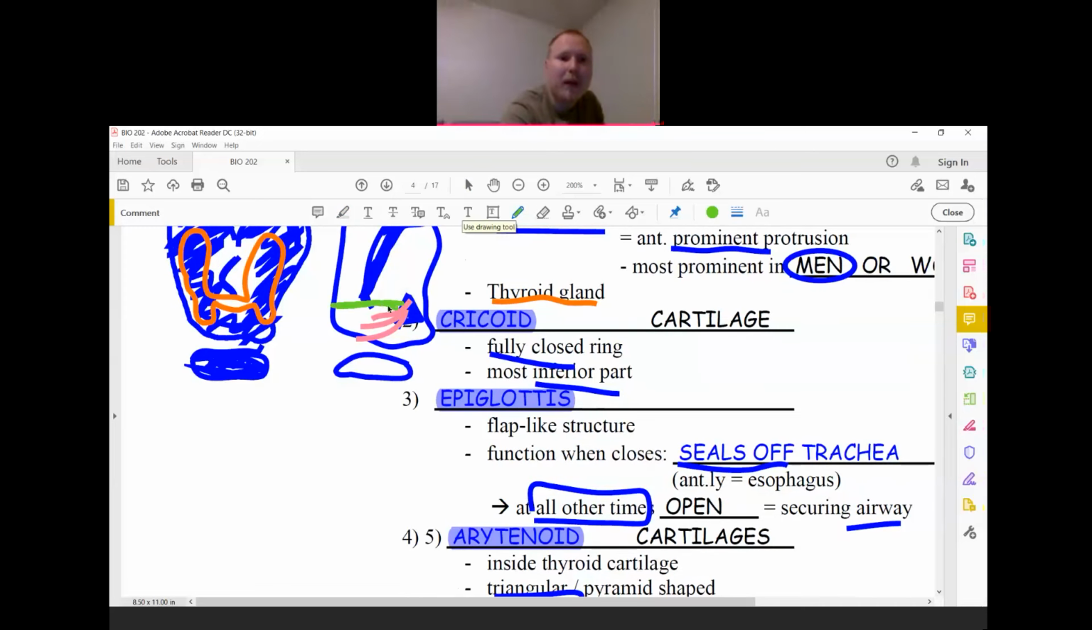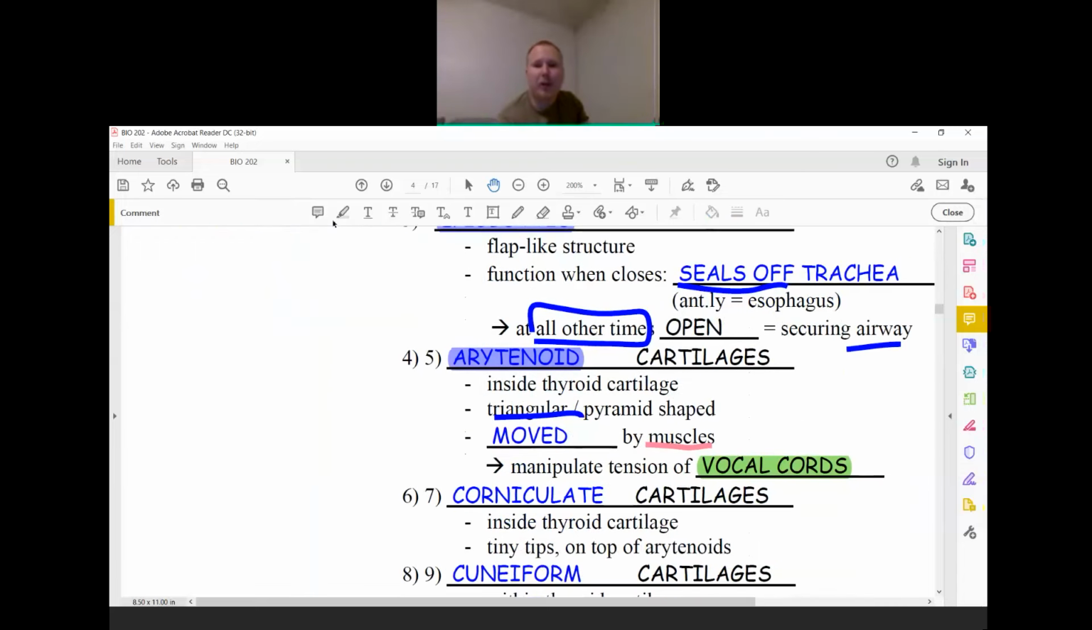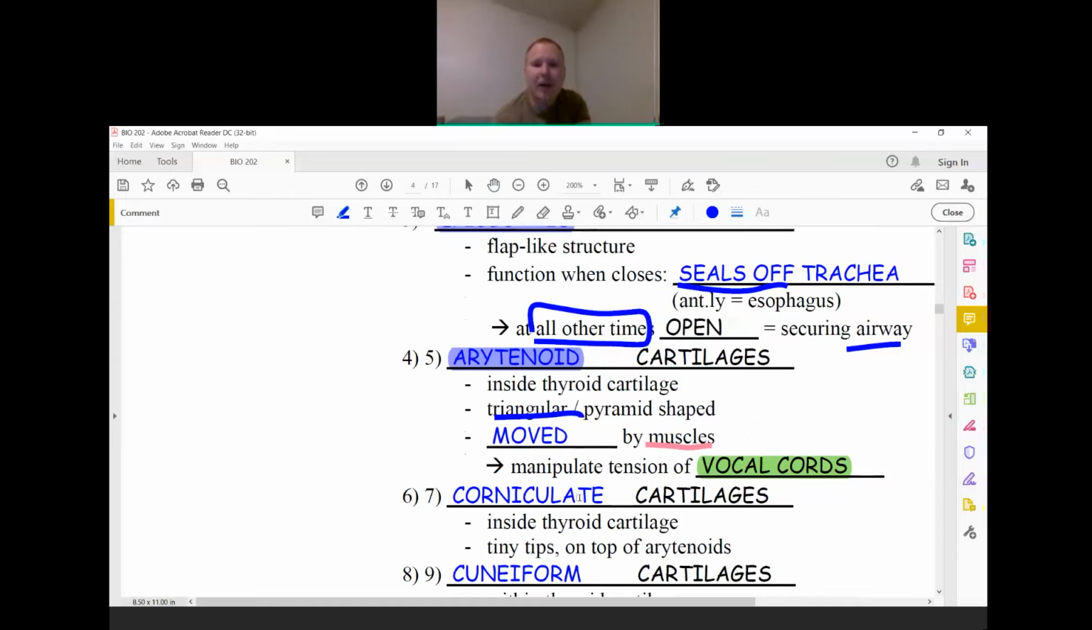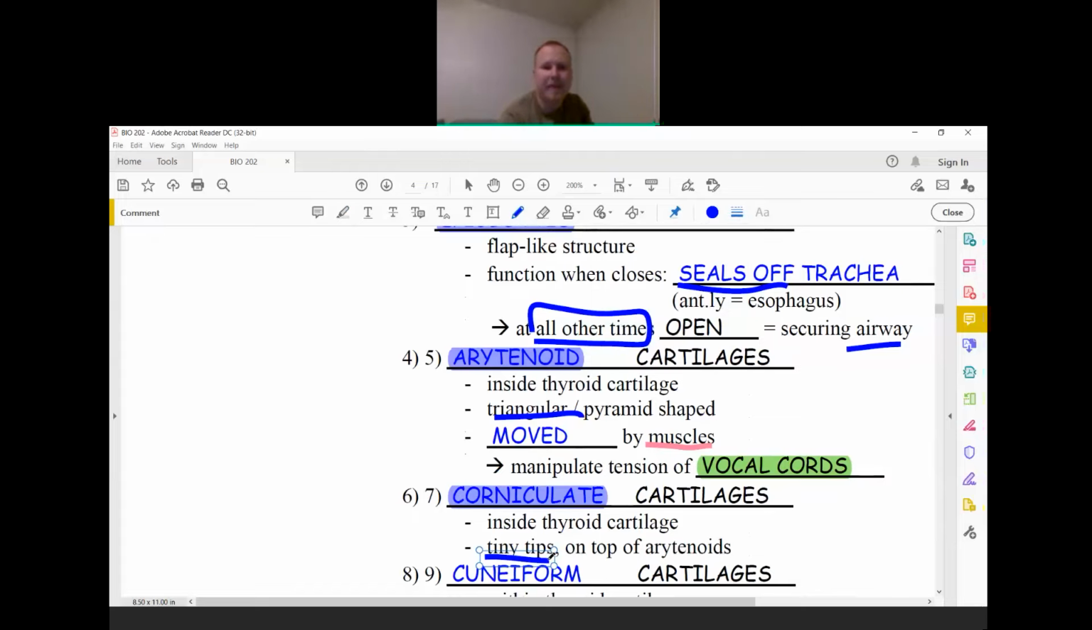There are actually going to be two sets of vocal cords, but we're going to talk about that a little later. The last two structures I want to talk about: first, the corniculate cartilage. Corniculate cartilage is this little tiny tip on top of the arytenoids, so there's not too much to know about that. One on the right, one on the left-hand side.